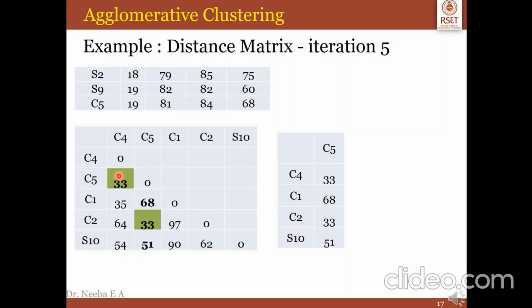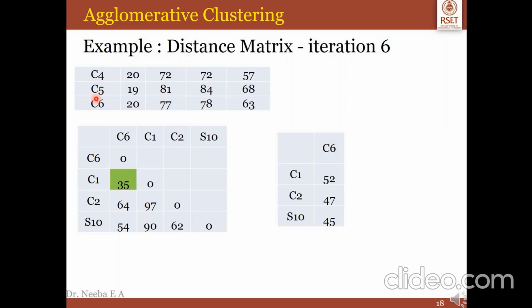That is, the lowest value is 33, which is between C4 and C5 and between C5 and C2. Now the question is which one to take. There is no rule for how to take it. You can take randomly. Here I will be taking C4 and C5. In iteration 6, C4 and C5 are combined to get C6, that is cluster 6.